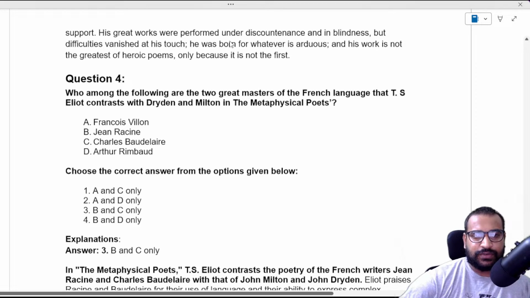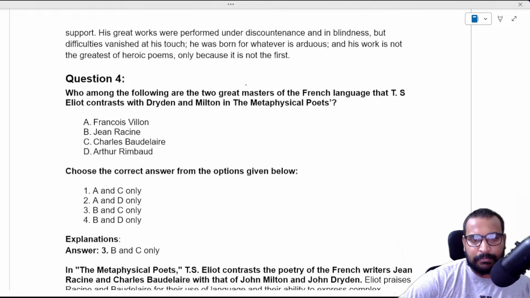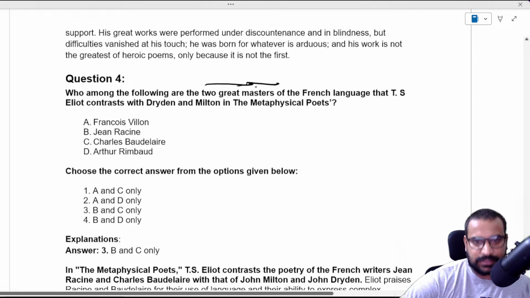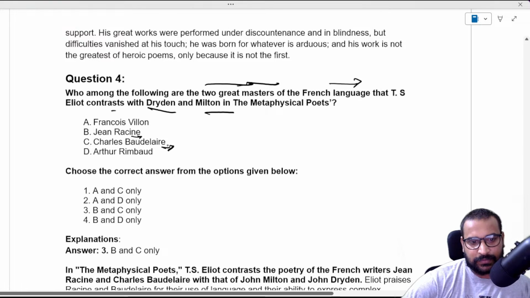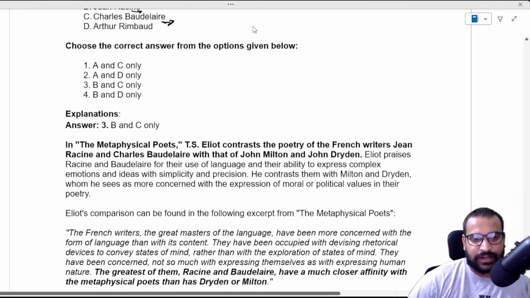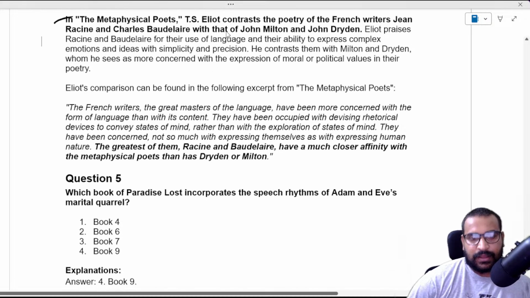We have another question. Who among the following are the two great masters of the French language that T.S. Eliot contrasts with Dryden and Milton? So we already know that it's Racine and Baudelaire. Very easy to answer, right? We have talked about it in the beginning of the class. And there is a full paragraph from that essay.